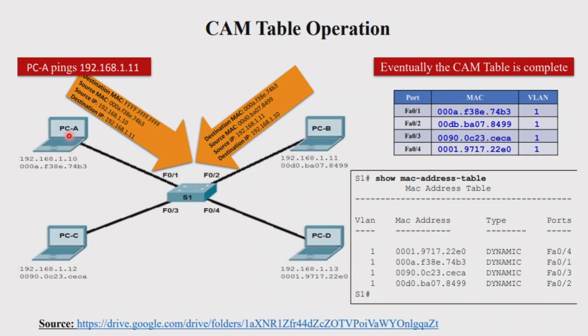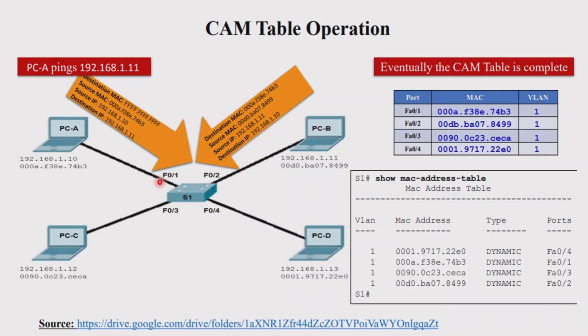Now if you observe, the moment PCA is going to communicate with PCB, initially the switch is not an intelligent device. So how does the switch become intelligent? The moment you send information from PCA to the switch, it does not know where PCB is. So the switch will broadcast the information to PCC, PCB, and PCD. This packet is intended only for PCB, so the others will drop the packet because it is not intended for them. Only PCB will give the reply to PCA.